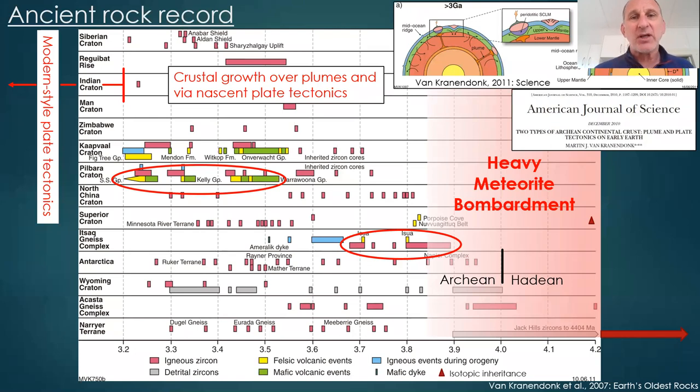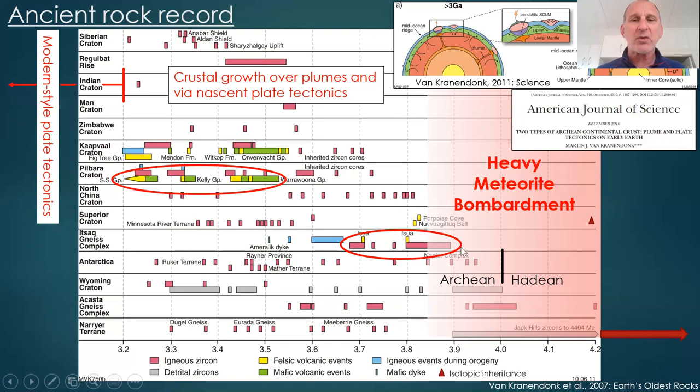If we look at the ancient geological record to give us a feeling for what kind of environments there were, here's the history going from 4.2 up to about 3.2, so the early period of the Earth. The Jack Hills zircons go back to an astonishing 4.4 billion years old. The Nuvvuagittuq material suggests there's a precursor at 4.2. The Acasta rocks are about 3.8.